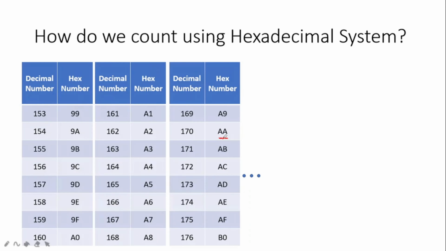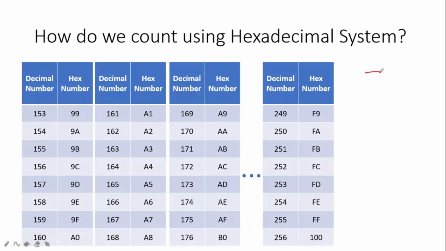Now this is AA. So how is AA the next count after A9? Find out what comes after 9. A. And this A has no carry, so the other A will be as it is. So AA is the next count. FF is the last 2-digit hexadecimal number.